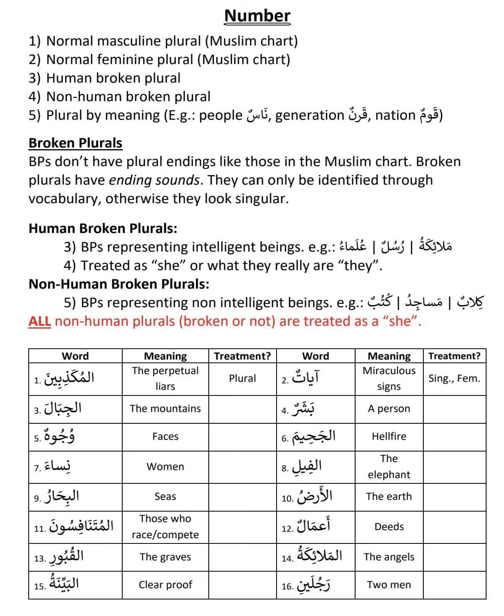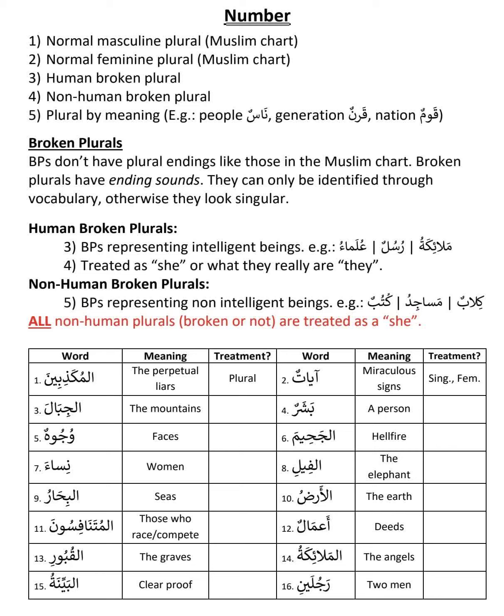The third and fourth are a little bit tricky. Actually, those two are one: the human broken plural and the non-human broken plural. Broken plural is a little tricky, and we will learn it in detail. The fifth one is plural by meaning. This one is very easy. You need to remember only three words.